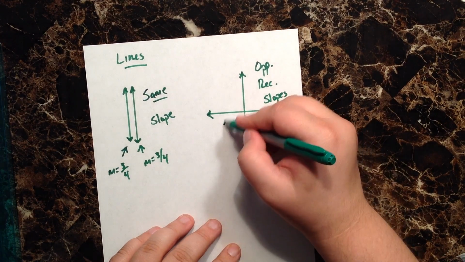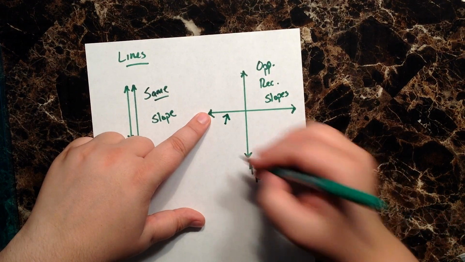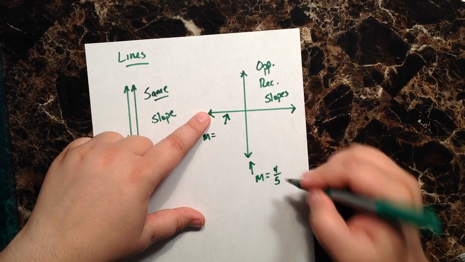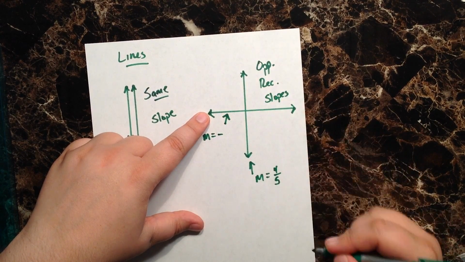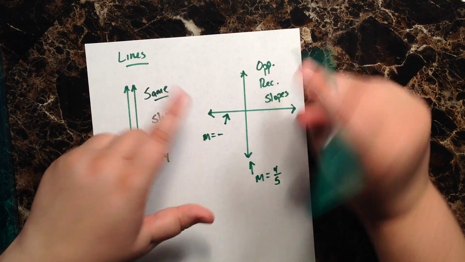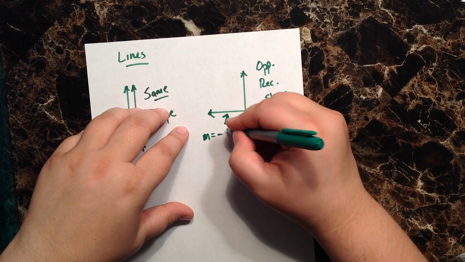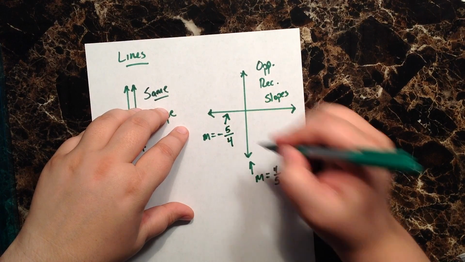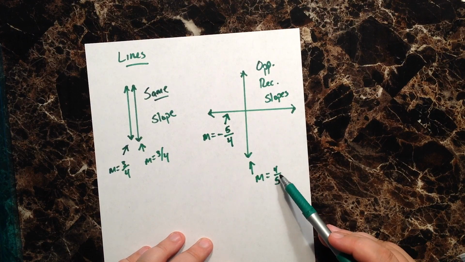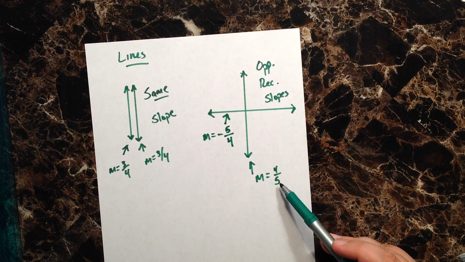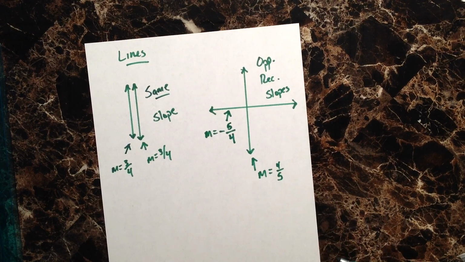So if the second line had an opposite reciprocal slope, and the original slope is positive, this slope is going to be negative. That's what opposite means. We flip the sign. And then reciprocal, you'll recall, just means flip the fraction. So if we started with a positive 4 over 5, an opposite reciprocal slope would be negative 5 over 4.